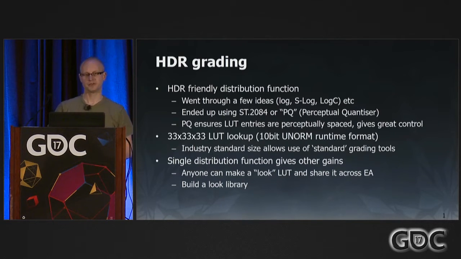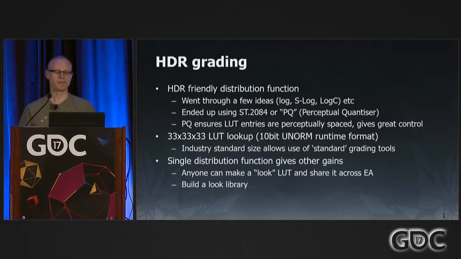ST2084, or PQ, or the perceptual quantizer. And this is a function designed by Dolby for high dynamic range. And it ensures that every single different value in that ramp is perceptually spaced from the last. And that means it's a perfect grading space, because every single entry in that LUT is perceptually spaced from the last. So the artist has control over that image from the darkest shadow to the brightest highlight.